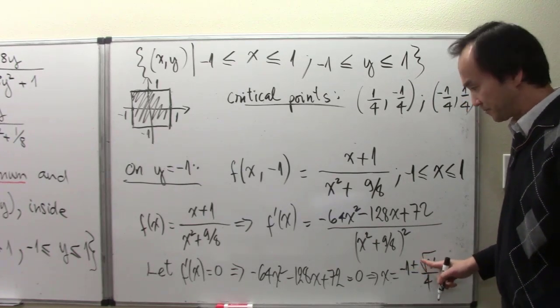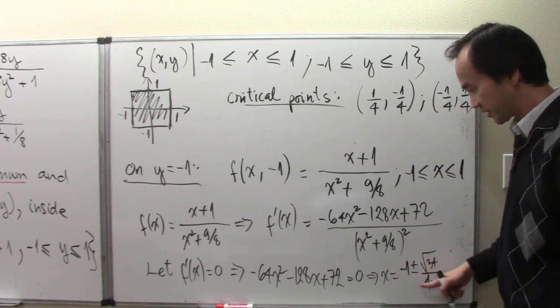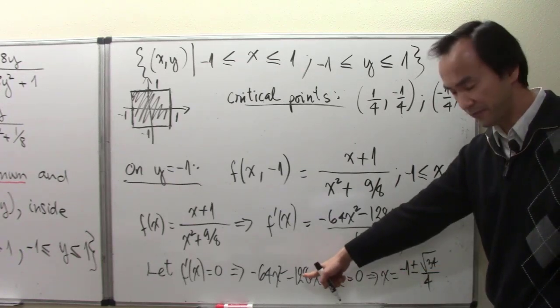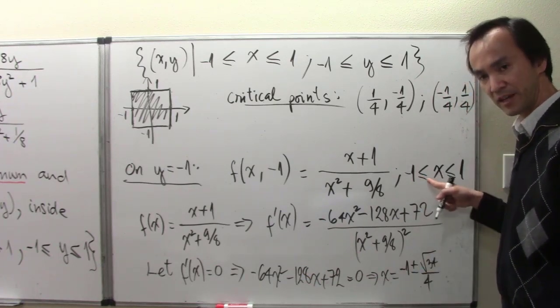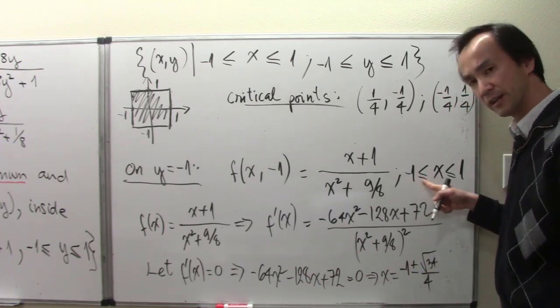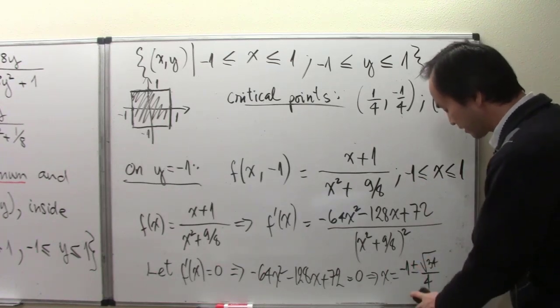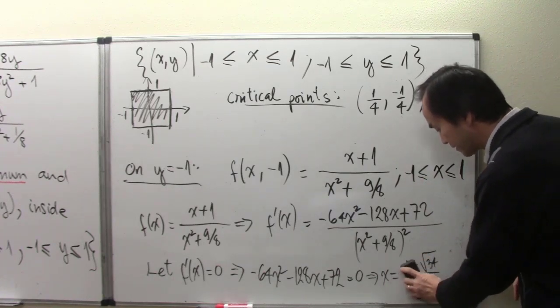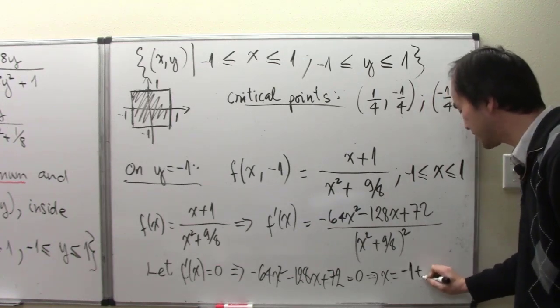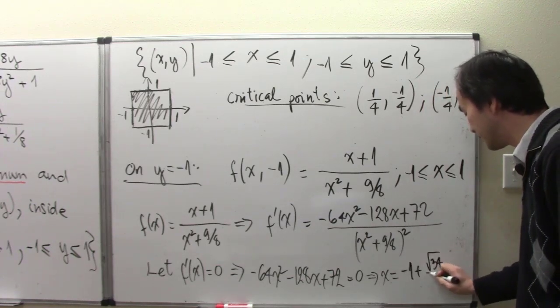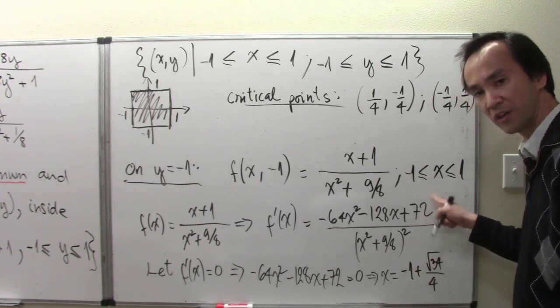But so now, two answers coming out from this equation. But remember, our x values are restricted to anywhere from -1 to 1. So for that reason, the only possible critical value here is -1 plus square root 34 over 4. That's the only x value that qualifies.